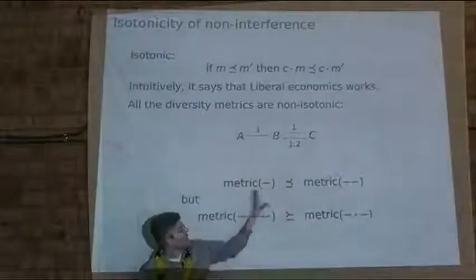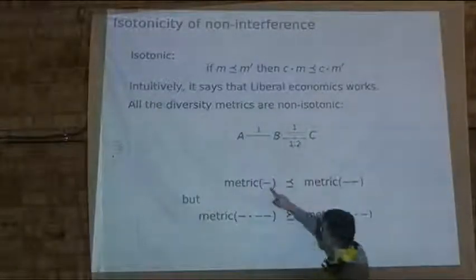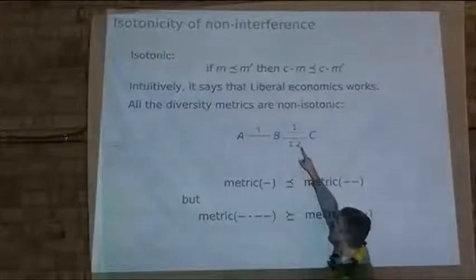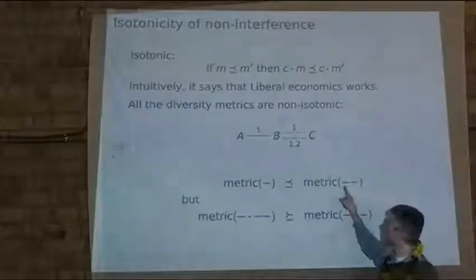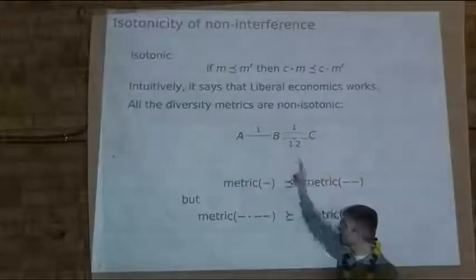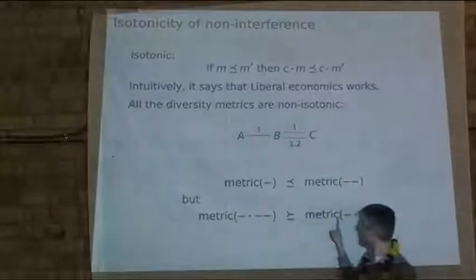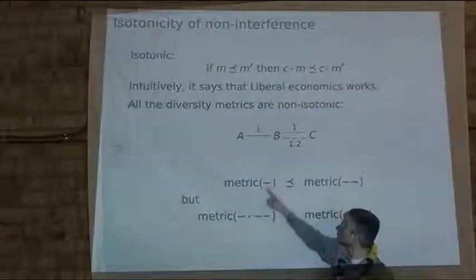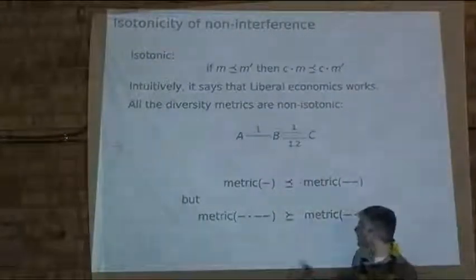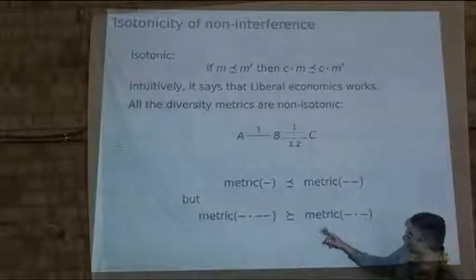And if you write it down with the metrics, you're saying that this one, the metric of the solid line, is smaller, better than the metric of the dashed line. But on the other hand, when you prepend the dashed line to both of them, then the metric of solid dashed is... did I invert it?